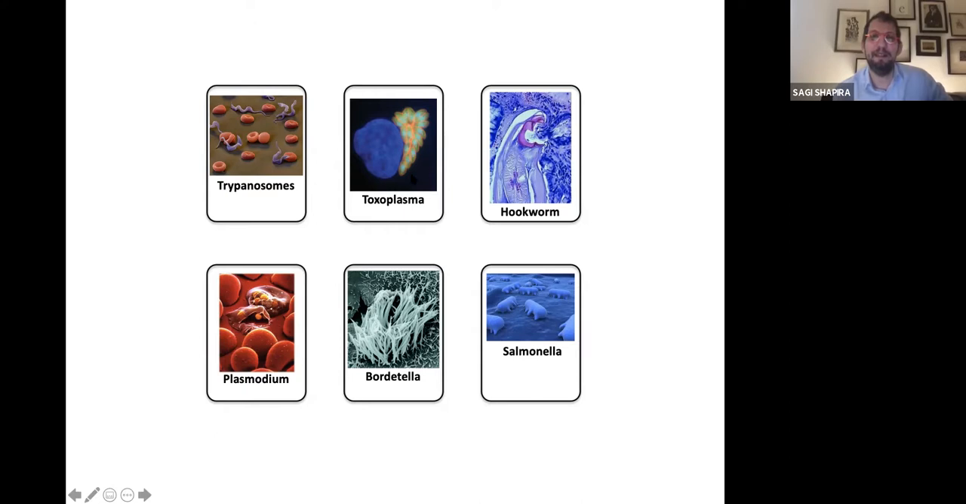Toxoplasma is a parasite that is very near and dear to my heart. I did my PhD on Toxoplasma, and you see here it interacts directly with nuclei of cells that it infects, and you don't see on this picture mitochondria and ER that it actually uses to get nutrients. There are multicellular parasites like hookworms and Bordetella that interact with tissues to get nutrients.